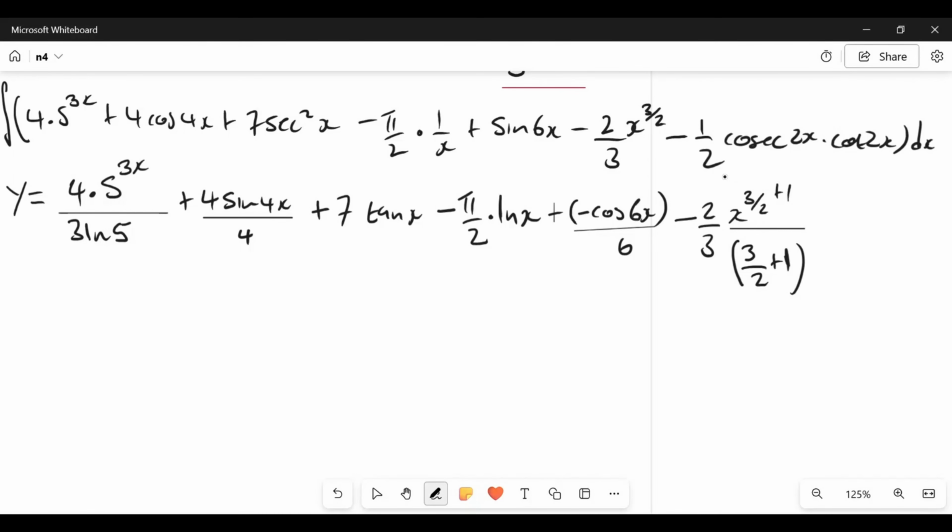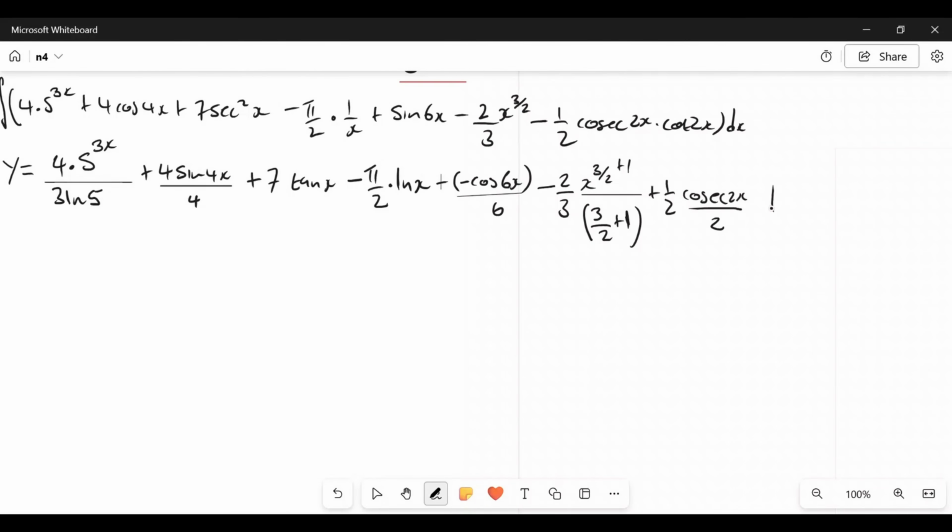Right, so let's do the last one. We have negative half cosec 2x multiplied by cot 2x. So we're going to write plus half and then cosec 2x over 2. Right, let's create more space there to finish everything. Plus c.